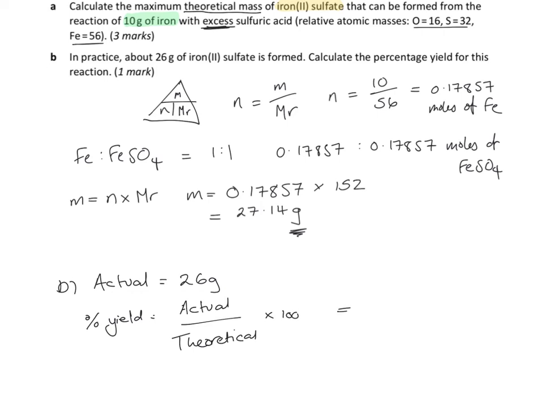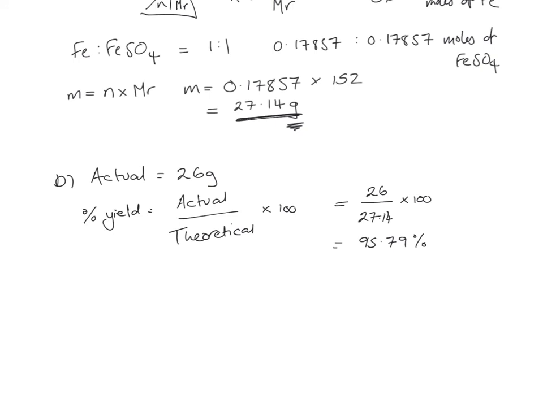So that's going to be equal, 26 was my actual. My theoretical yield is this number up here because that's how much in theory I should make, 27.14, times 100. And I'll give you a couple of seconds to put that into your calculator and work it out too. Okay, so to 2 decimal places, that's 95.79.